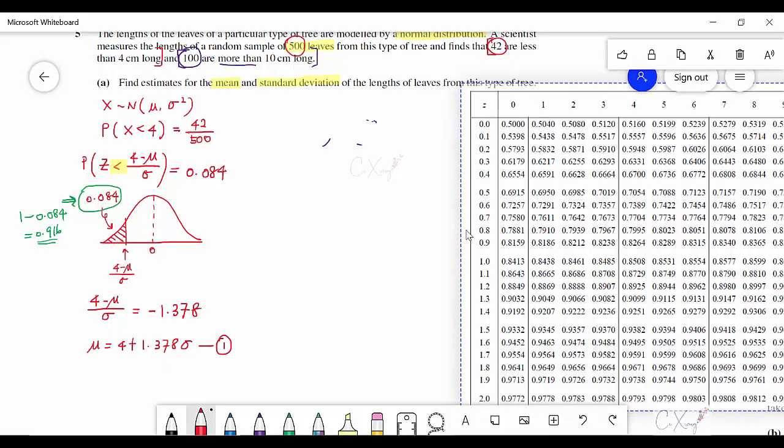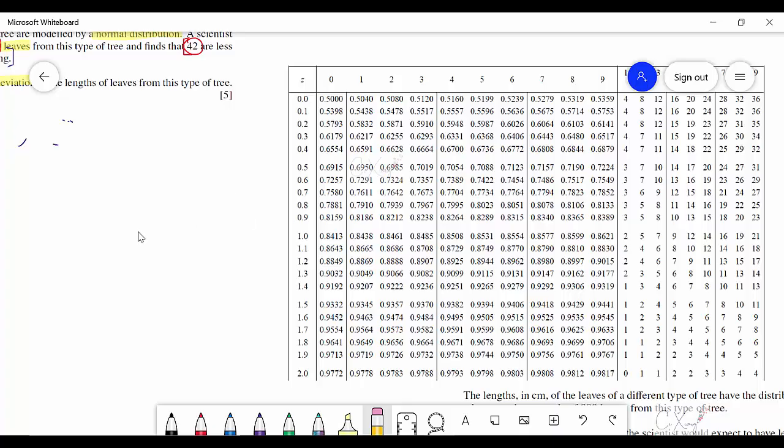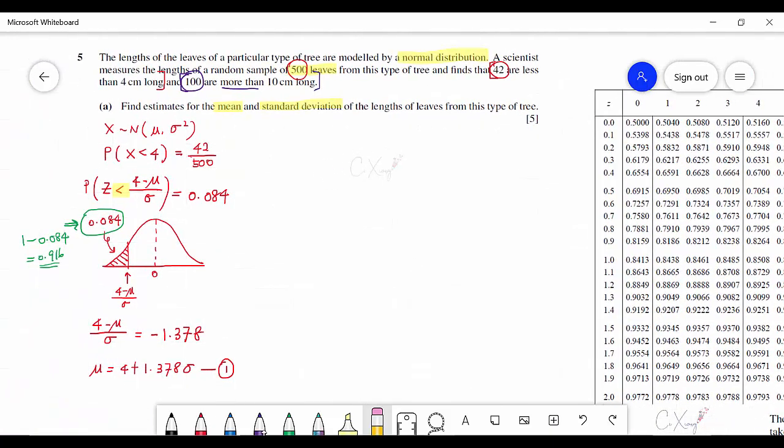So I'm going to do the same thing for the second equation. All right, so for the second equation that we have just now, okay, maybe I need to rewrite it again. So we are having actually the probability that x more than 10 cm, it is equal to 100 divided by 500. And again, you need to standardize it, right? So z greater than 10 minus mean divided by standard deviation, and it is equal to 0.2.